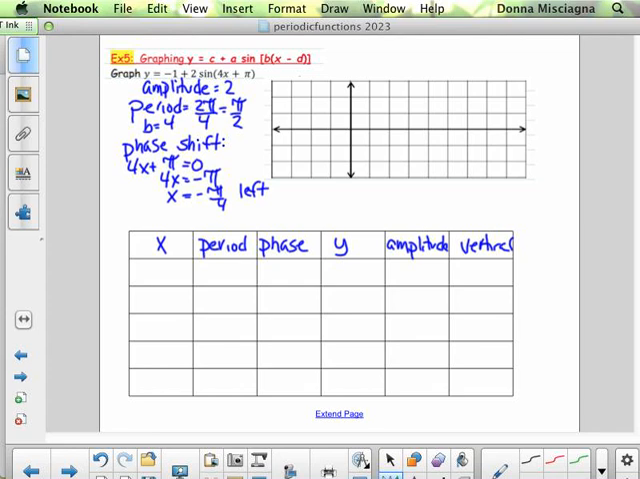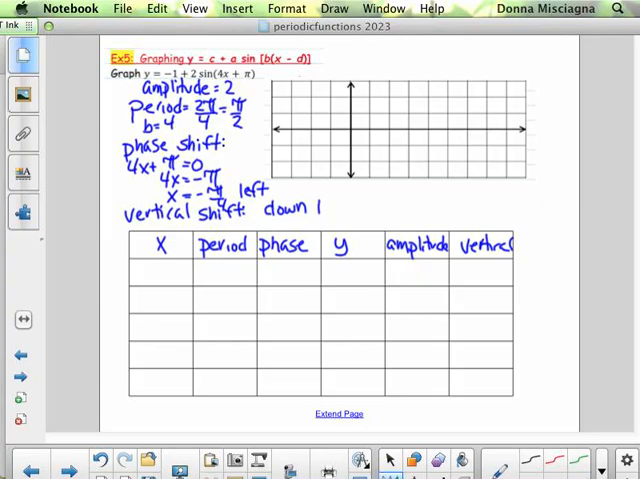And the vertical shift is down 1. So this graph is horizontally compressed because it's going through the whole cycle 4 times as fast, getting through in pi halves instead of 2 pi. It's been vertically stretched by a factor of 2, and then shifted to the left and down 1.